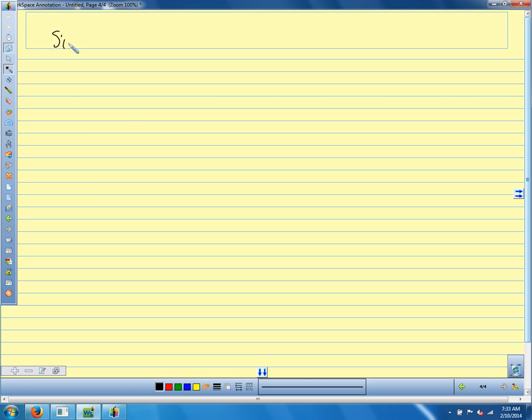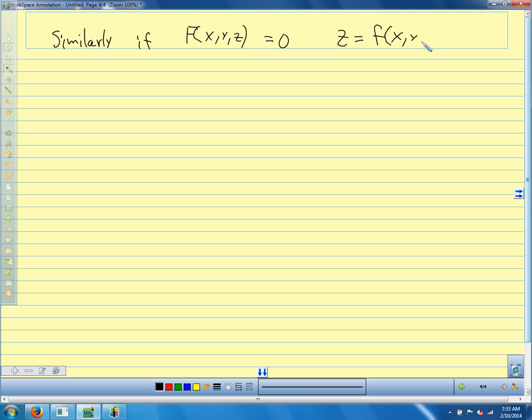If our function capital F is a function of x, y, and z, and that equals 0, and we say that z is implicitly a function of x and y, we can apply the same process to F here that we just did when F was just a function of x and y. And we can get our partials of z with respect to x and y.